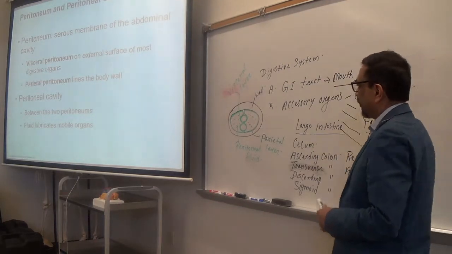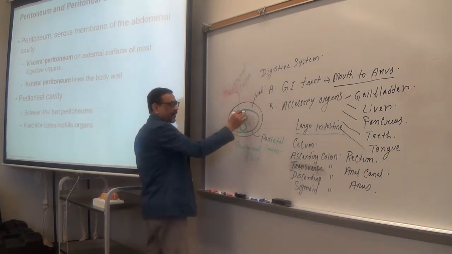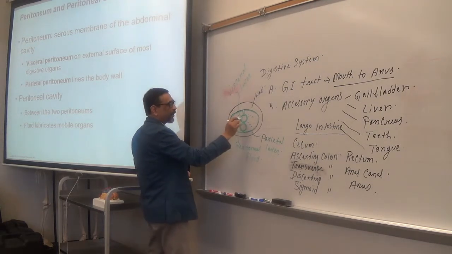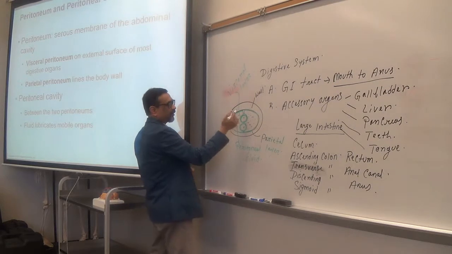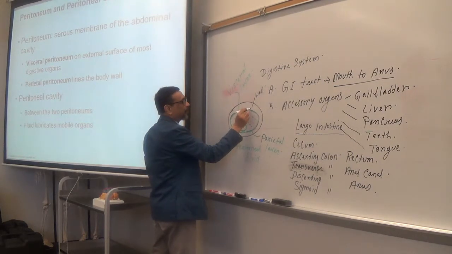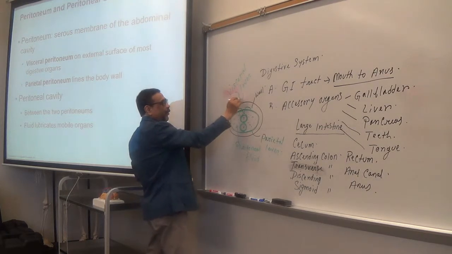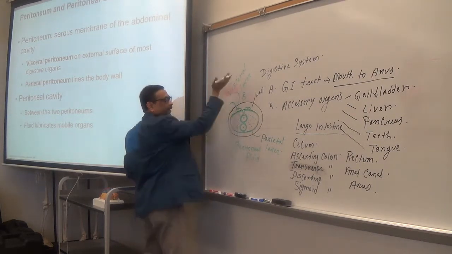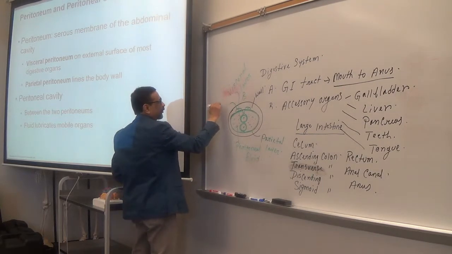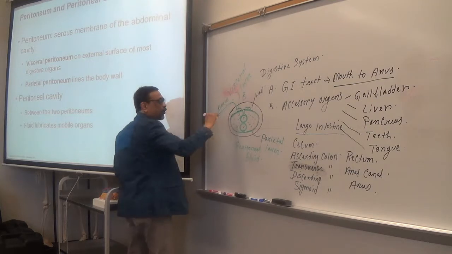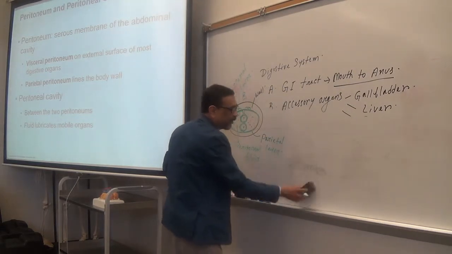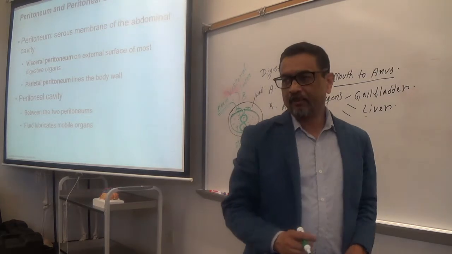Okay. So now those organs that are located inside the peritoneum are called intraperitoneal. For example, these organs are intraperitoneal: stomach, liver, intestine. But we have a couple of organs that are located outside of the peritoneum. For example, this is the back of the body. Kidneys. You have two kidneys. Very good. So those are outside of the parietal peritoneum. Those are called retroperitoneal.